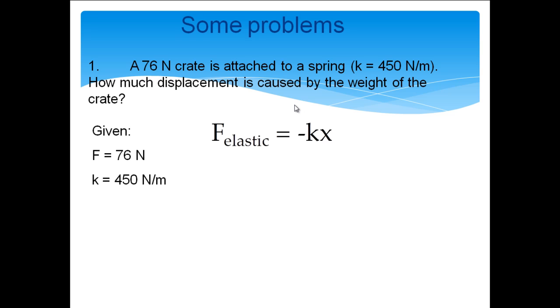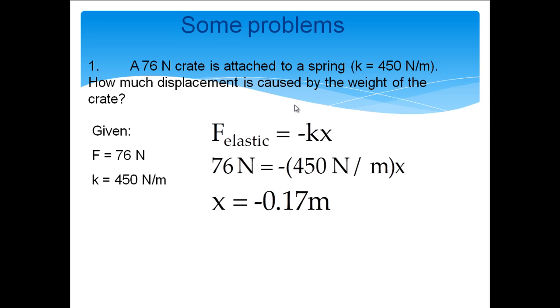We use our equation. The elastic force equals negative kx. We plug in our givens: 76 newtons for the force, 450 newtons per meter for k. Don't forget your minus sign. We solve for x, and we get negative 0.17 meters. So this means that the spring is compressed 0.17 meters. So when x is negative, it's compressed. When x is positive, the spring is stretched.